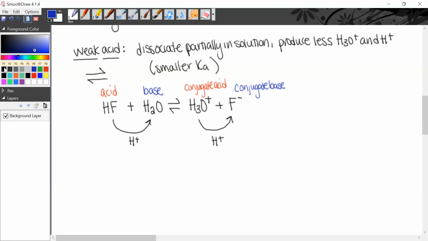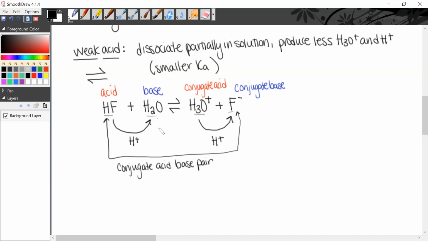The partnership of these two things, like this HF acid with the base that it forms, this guy here, so that with that little partnership right there between the HF and the F minus, that is called a conjugate acid base pair. And also the water with the H3O plus, that is also considered to be a conjugate acid base pair.